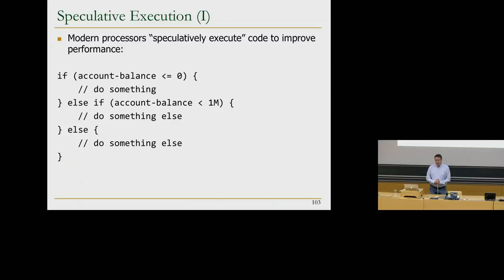You have two options. Either you could wait until the account balance comes back, you have the number, and then you can act upon that number and make your decision. Or you can say, you know what, there are three options what will happen. Instead of waiting, let me assume, what's the most likely thing here in your bank account?